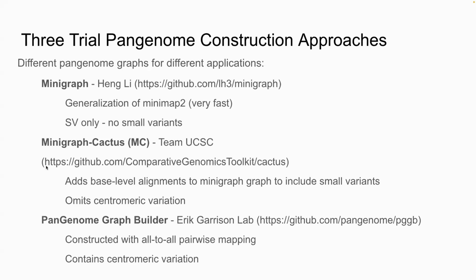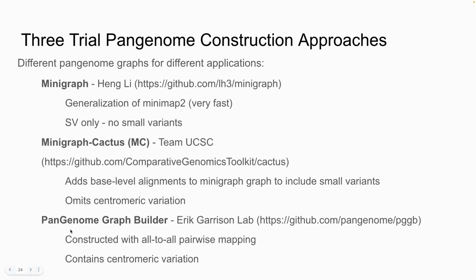Then with Heng's lab, my group combined this Cactus tool that we've worked on forever for producing genome alignments. We combined the two to essentially take the Minigraph and then create a refined version of it that contains all the base-level details, okay? And one thing to mention is that currently, although not for much longer, it omits the centromeric variation. So everything that's heterochromatin basically gets cut out of the graph.